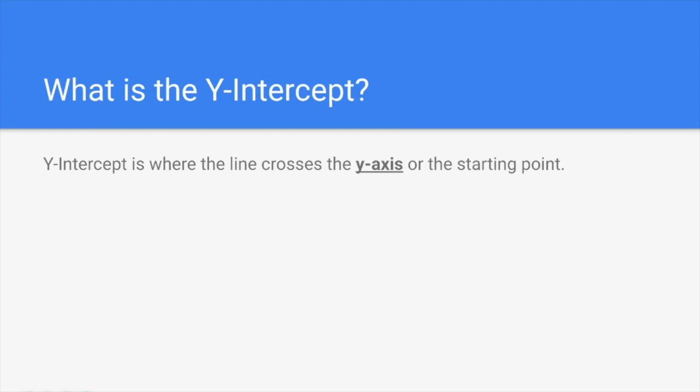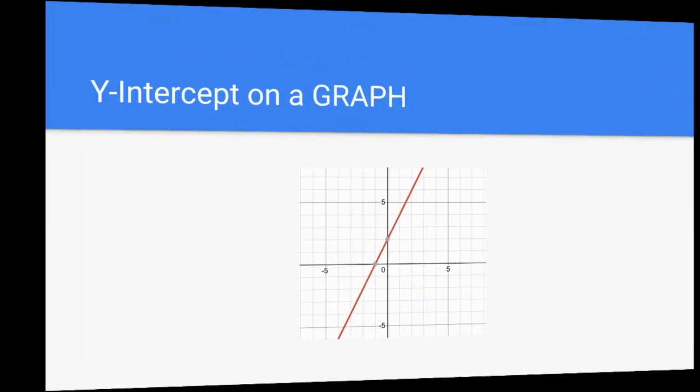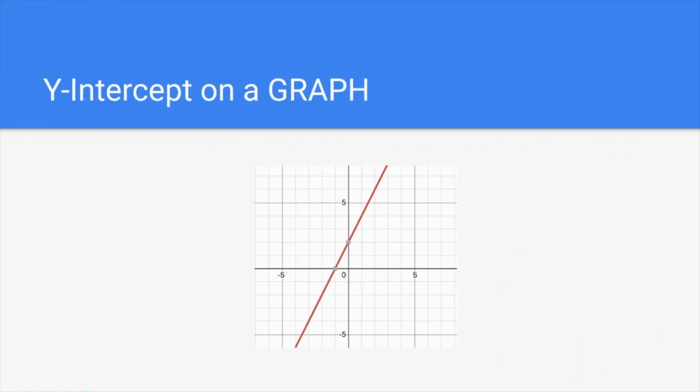At some different ways to identify the y-intercept. So first of all, what is the y-intercept? Well, the y-intercept is where a line crosses the y-axis or the starting point of a function. So on a graph, the first thing you want to do is identify the y-axis and then just simply look, where does that line cross the y-axis? And in this case, the y-intercept happens at 2.